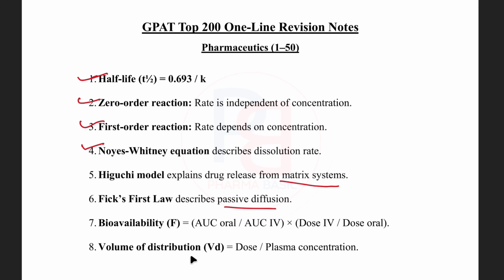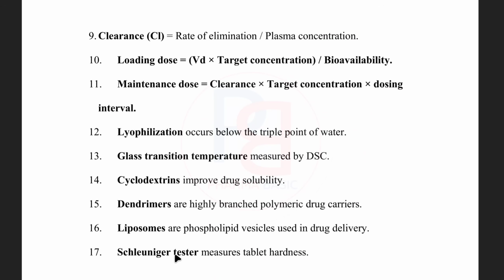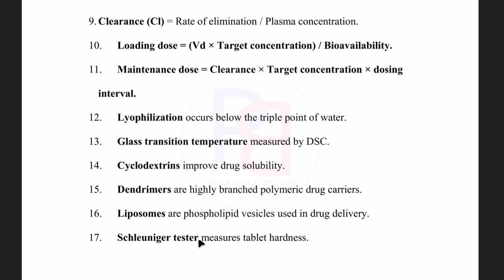The volume of distribution, VD, is equal to dose by plasma concentration. That is the volume of distribution. Clearance is equal to rate of elimination by plasma concentration.